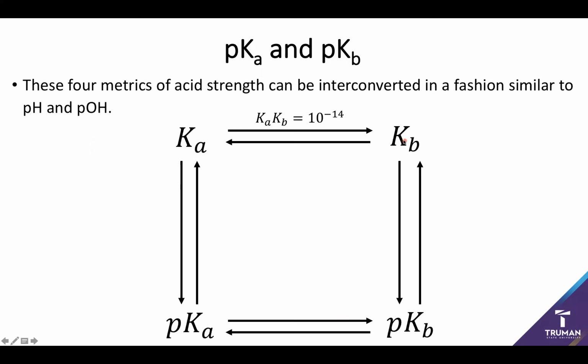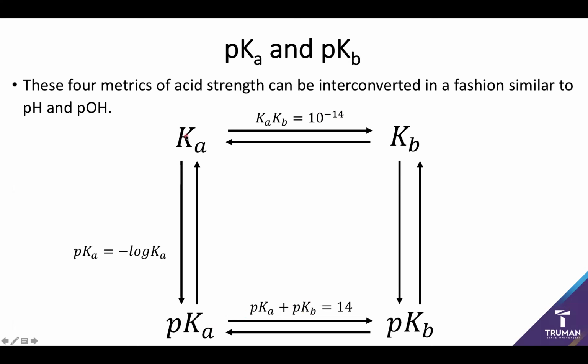So the Ka and Kb are related as the product of these two species equals 10 to the negative 14. So you know one, you can solve for the other. And similarly with pKa and pKb. So if I want to determine the pKb and I know the acid strength, it's just going to be 14 minus that pKa gets me the pKb.